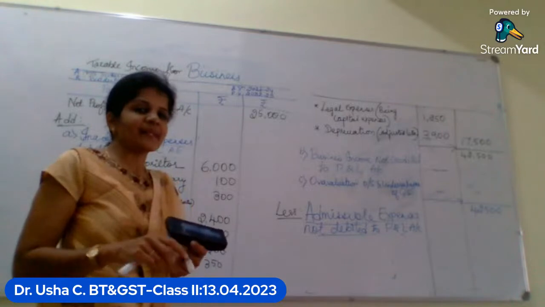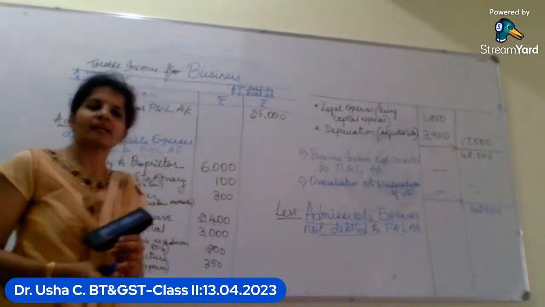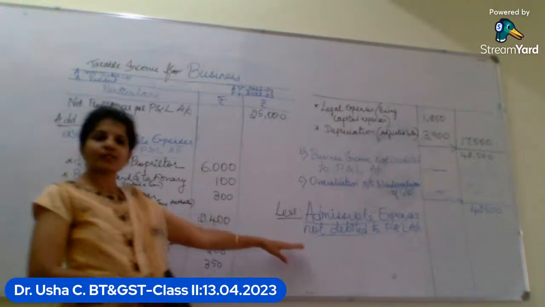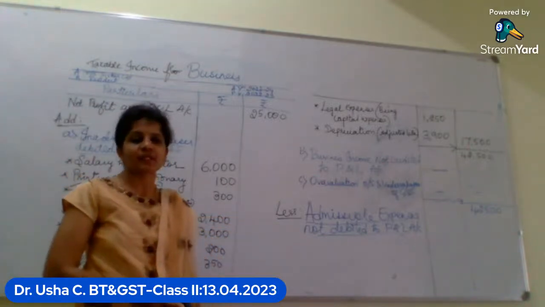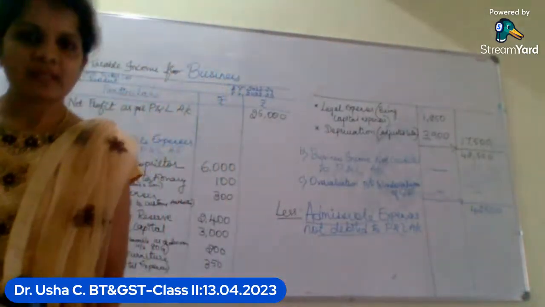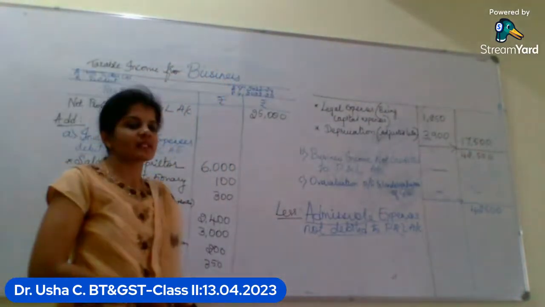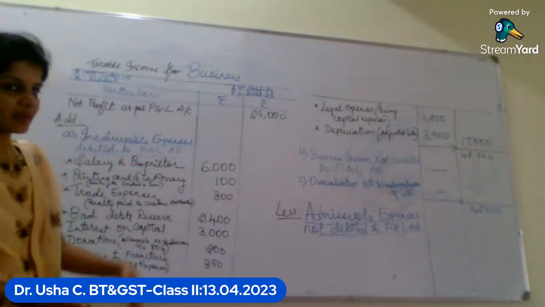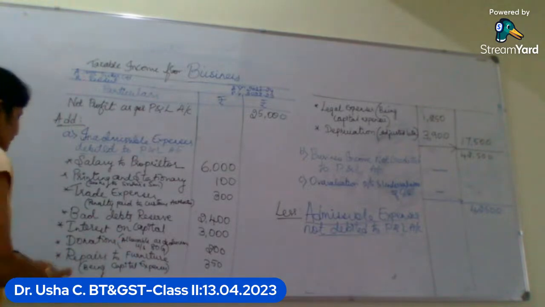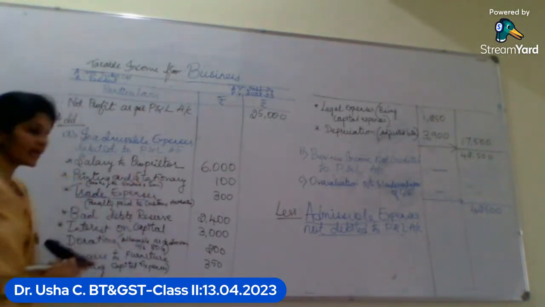So not debited means you cannot see that in the profit and loss account, because it is not debited at all. So we have to look into the additional information. We have 4 or 5 items. Here 4 items we have. One is trade expenses. Trade expenses, it is already debited and we have made an adjustment here. Correct? This trade expenses here, we have already made an adjustment.